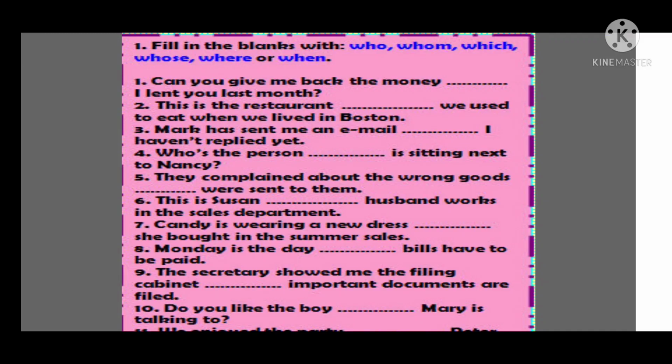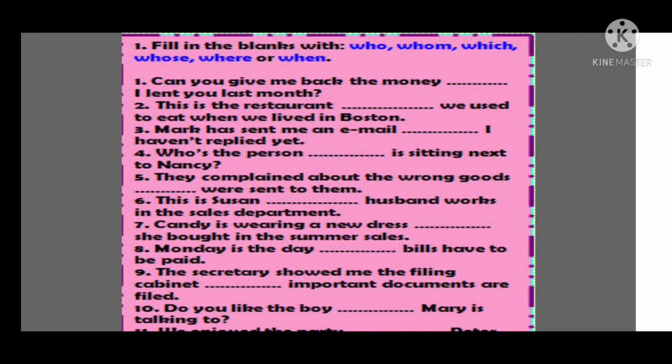The next question is, Mark has sent me an email dash I haven't applied yet. It refers to the object, therefore we have to use the word which. Likewise, try filling in the blanks that are given to you. I'll quickly read them. Who is the person that is sitting next to Nancy? They complained about the wrong goods sent to them. This is Suzanne, whose husband works in the sales department.